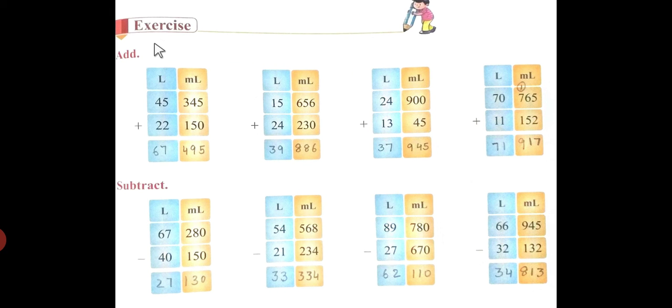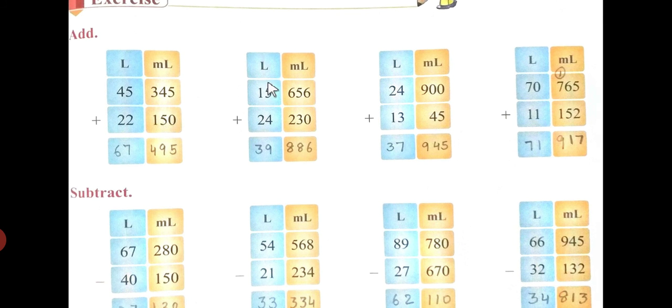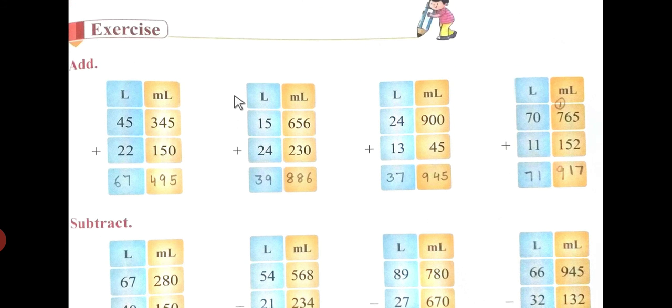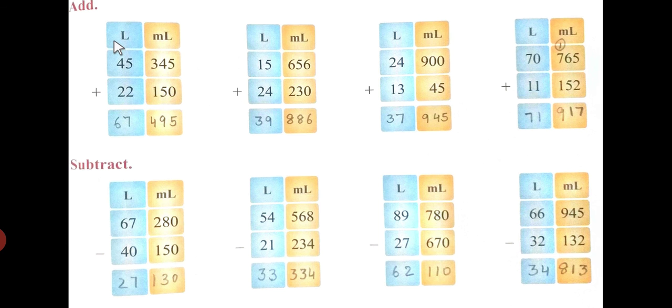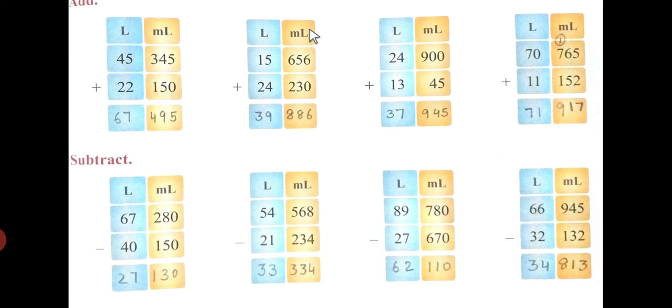Next we can move to see the addition and subtraction of liters and milliliters. The exercise has been given to you. So under the liters you will write liters, and under milliliters you will write like this. I have done the addition and subtraction exercise on page number 143. I have done it carefully, so you also do it carefully in your books.